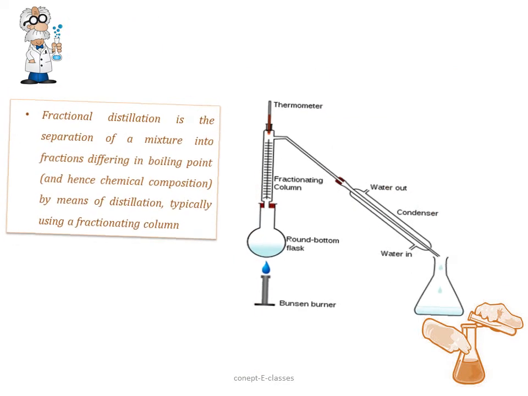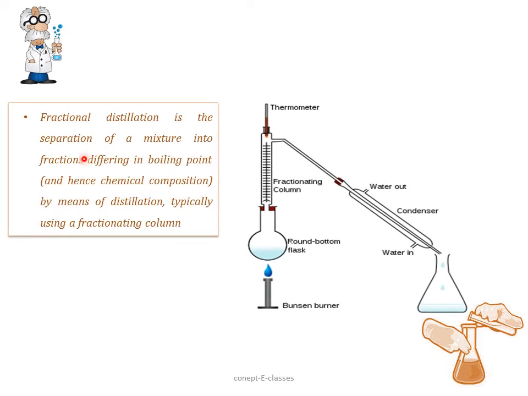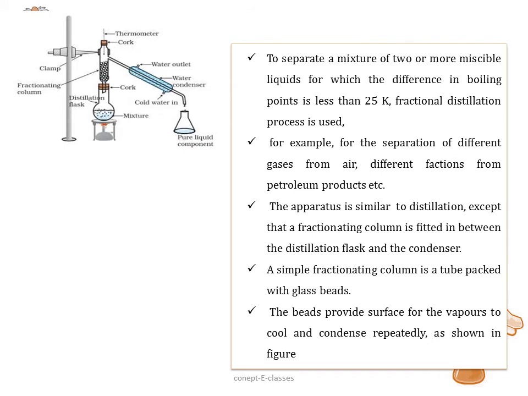So fractional distillation is the separation of a mixture into fractions differing in the boiling point by means of distillation, typically using a fractionating column. Or in simple words, fractional distillation is used to separate two miscible liquids having closer boiling points.